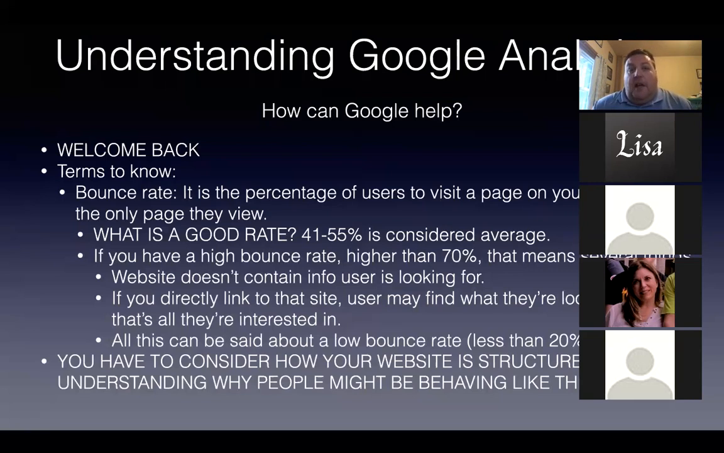So again, you have to consider how your website is structured to get an understanding why people might be behaving like they are. So like we mentioned, if you're having them go to certain pages, or if you give them direct links, is that what they're looking for? Is that what you want them to look for? Again, that's why it's really important to understand how your website is structured and how it's laid out in order to understand how people are reacting to it, and if you need to make the necessary adjustments to cater toward the goals that you're trying to accomplish through your website.